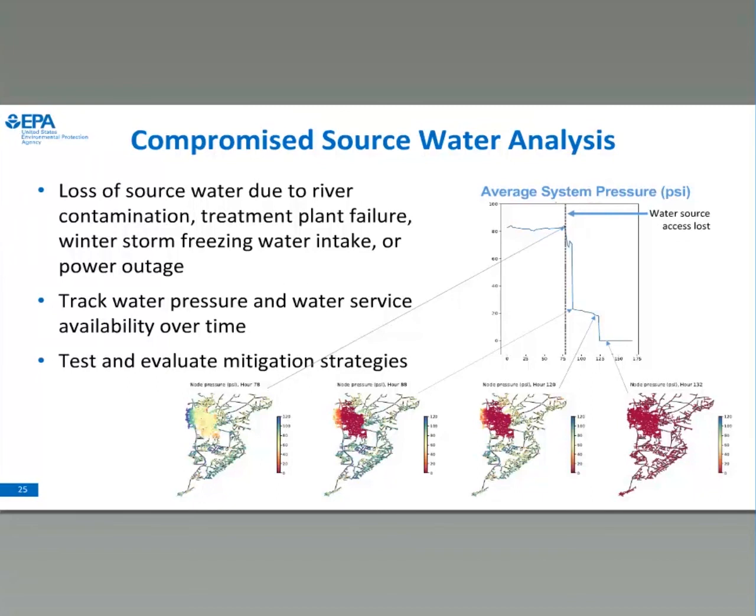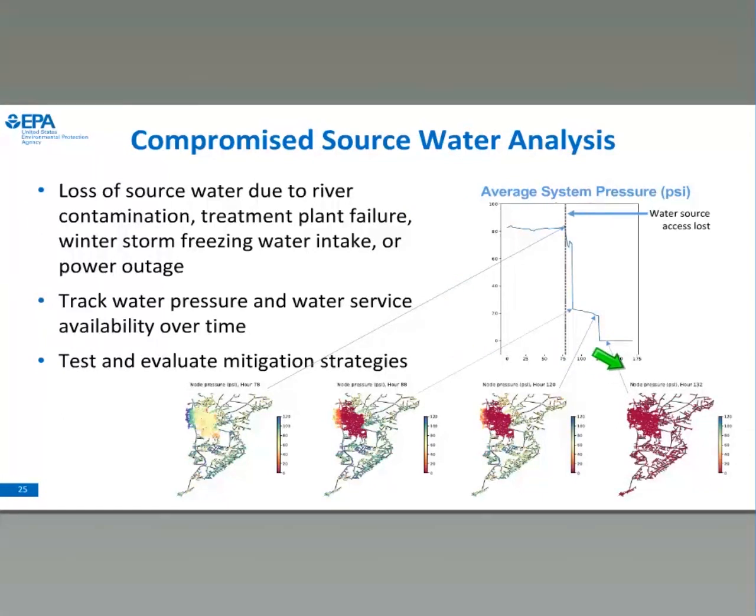With the same utility, we are also looking at a compromised water source. This is analysis to look at what happens if the river were to be contaminated and they weren't able to pull from the river, or if there was some kind of treatment plant failure, or their intake was frozen: how long would they be able to supply water to their customers? We tracked the water pressure and service availability over time, and then we tested different mitigation strategies.